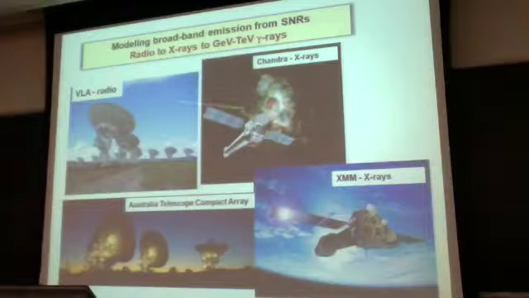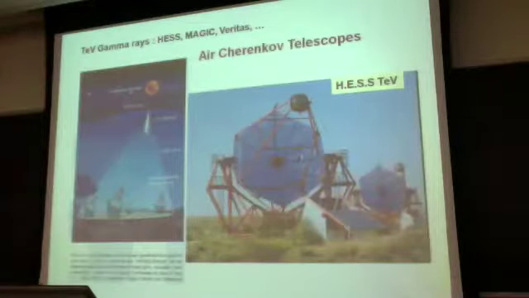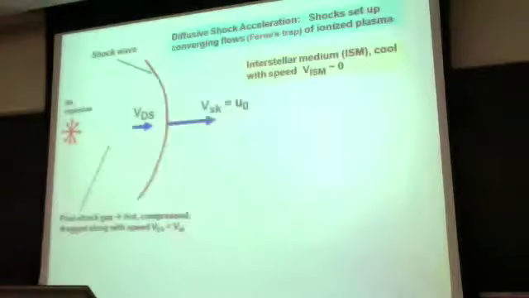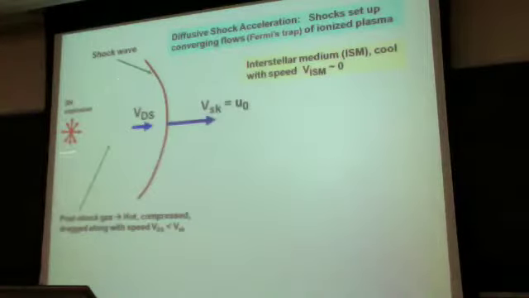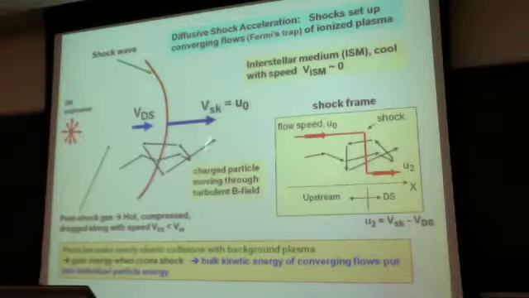Okay, so we're going to model broadband emission. You've all seen these wonderful images here, from the Fermi telescope all the way up to gamma rays, GeV, TeV, air-Cherenkov telescopes. And the idea here, very simply, is that we have a supernova explosion. We have our blast wave shock moving through the ISM. Charged particles scatter back and forth between the turbulent magnetic field. This is the shock in the frame of the shock here. Particles make nearly elastic collisions with the background plasma. They gain energy when they cross the shock. The bulk kinetic energy of the converging flows between upstream and downstream is put into individual particles. This is the basic idea.